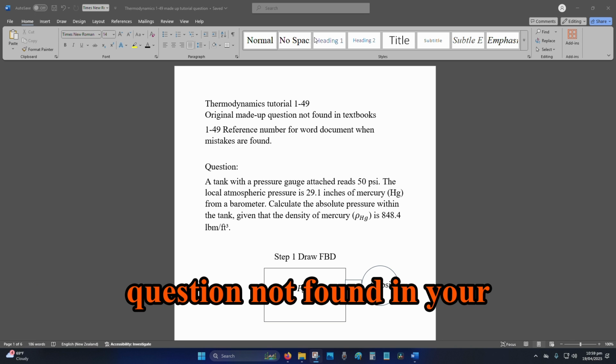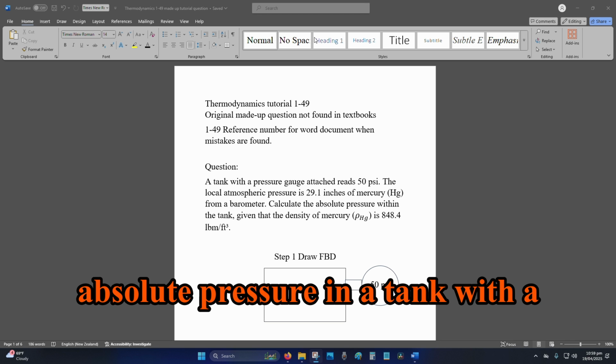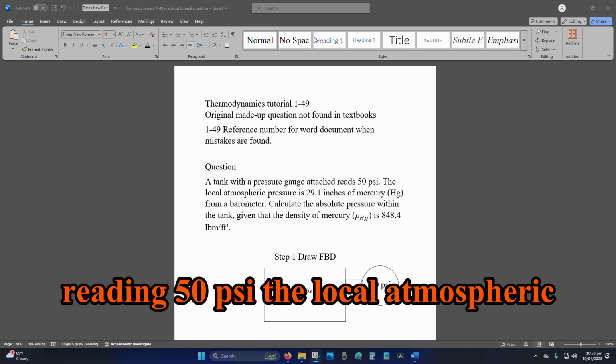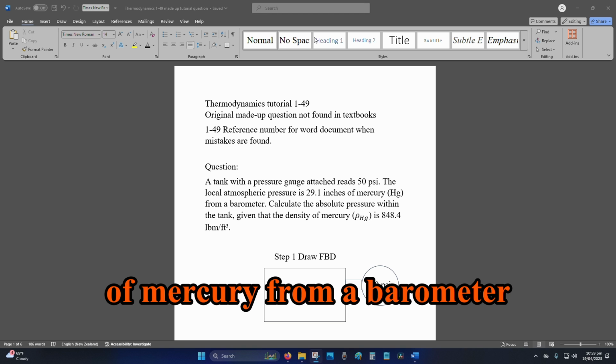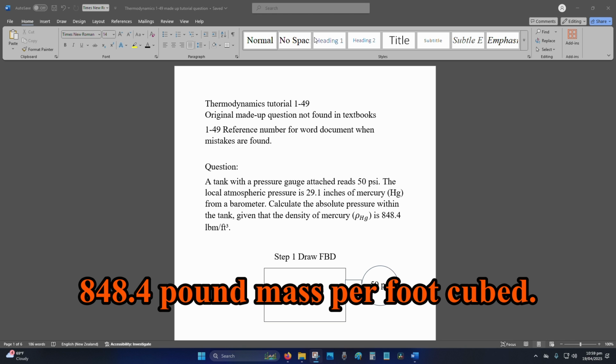This is a made-up question not found in your textbooks. We're trying to find the absolute pressure in a tank with a pressure gauge attached, reading 50 psi. The local atmospheric pressure is 29.1 inches of mercury from a barometer, and we have the density of mercury at 848.4 pound mass per foot cubed.